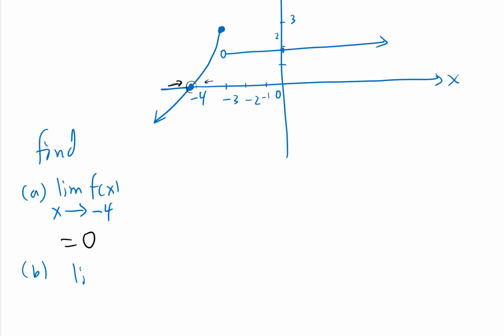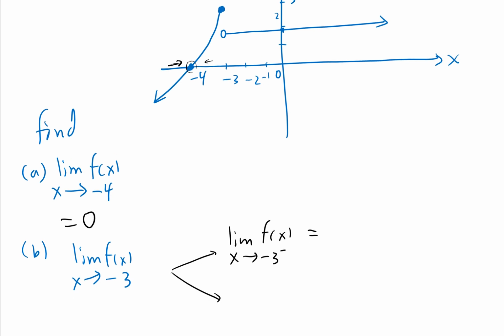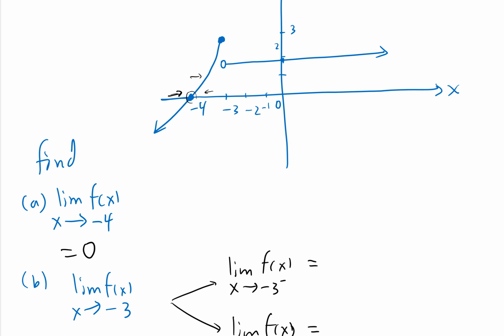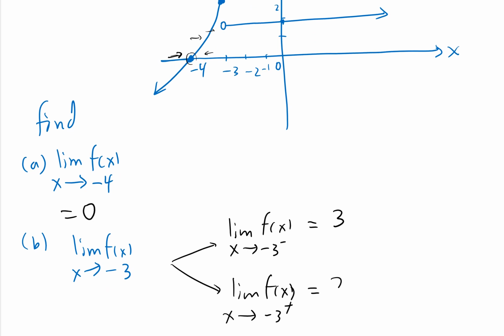But if they ask us to find the limit of f of x as x approaches -3, there are two things we need to do. We need to look at what happens when x approaches -3 from the left, and what happens when x approaches -3 from the right. From this side, the y value is heading to 3. From the left side, the y value is heading to 2. Notice they are not the same, so the limit does not exist.